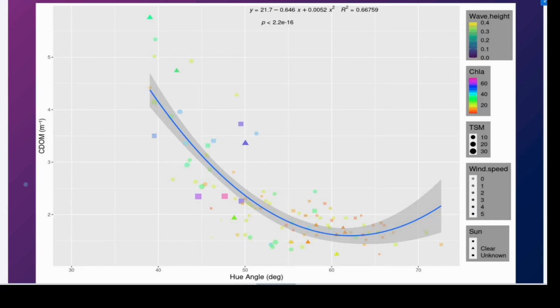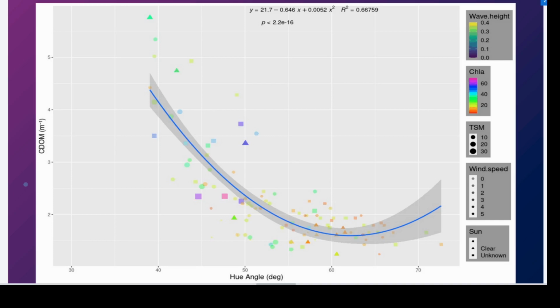This figure shows the relationship between Hue Angle and CDOM. It also takes into consideration various environmental factors such as wave height, chlorophyll, total suspended matter, wind speed, and sunlight. The legend on the right side shows the lowest and highest values of various data used in this investigation to find the relationship. The relationship was expressed by a polynomial equation that you can see at the top.